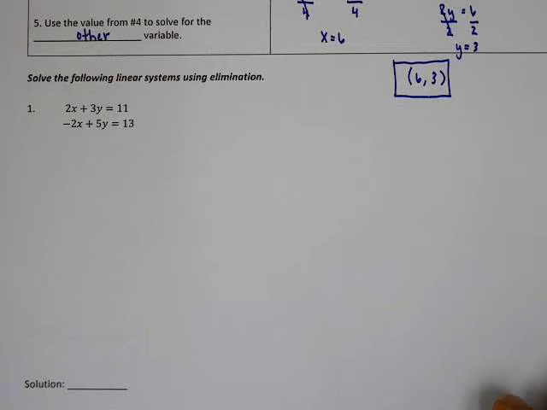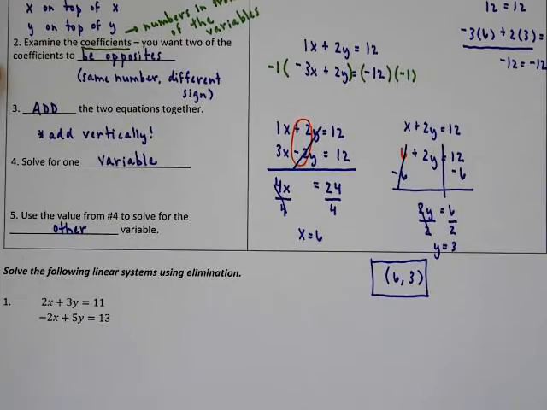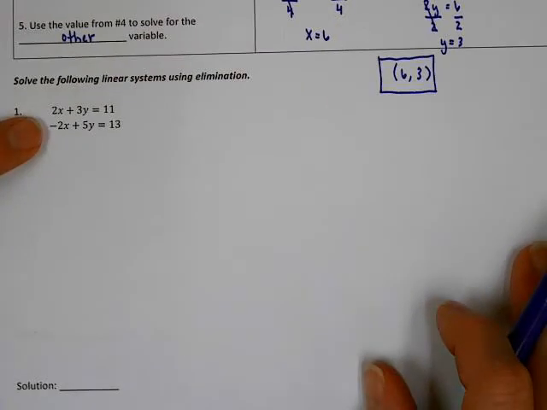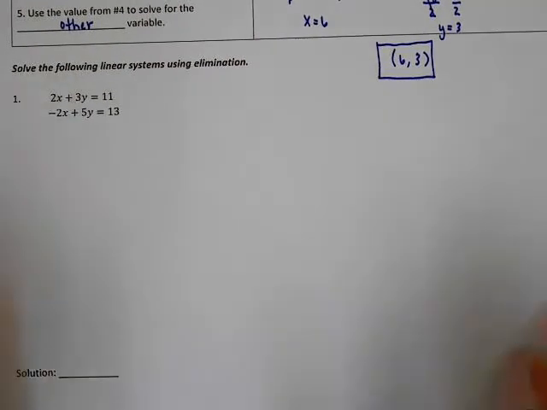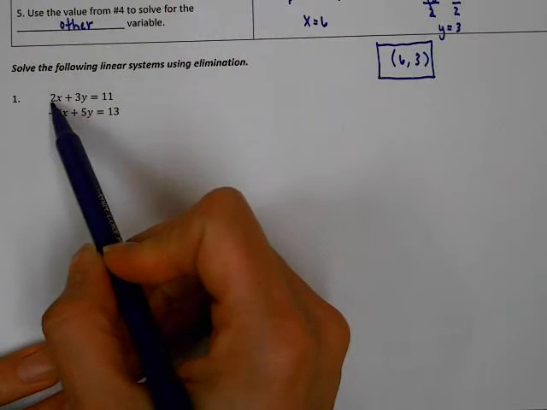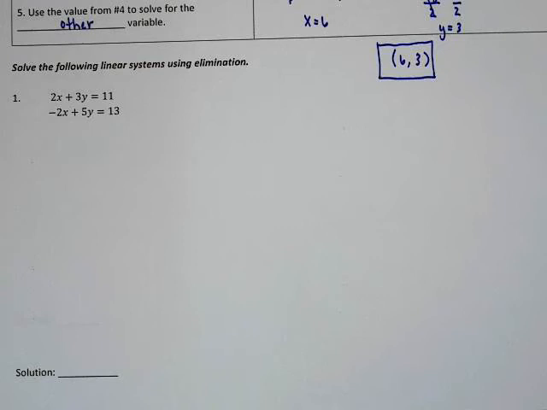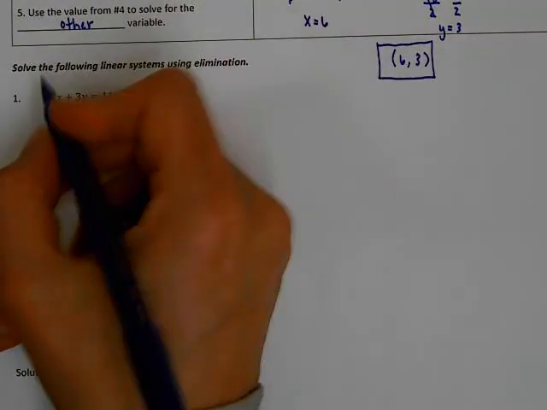Step 2 said to examine our coefficients, and we want, for one of the variables, those coefficients to be opposites. So if I look at x, we actually got pretty lucky here. My coefficient of x is positive 2 here and negative 2 here. So actually step 2 has been done for us as well. We don't need to force those to be opposites. So now we're all the way down to step 3. We're going to add these together.